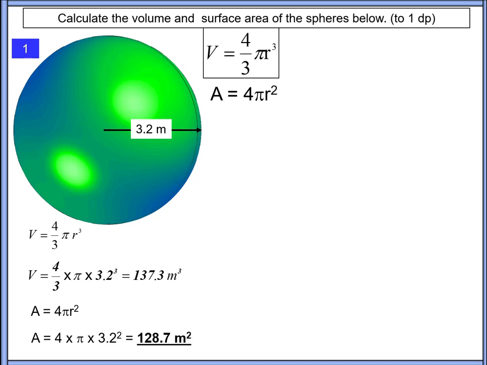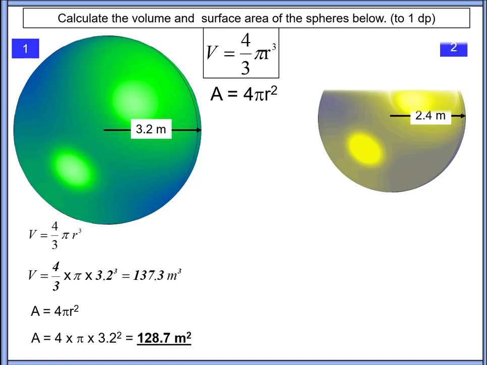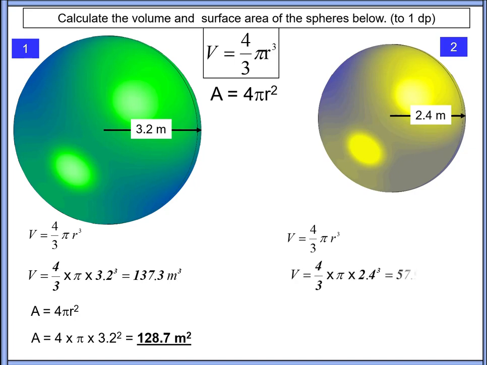So if you've got a green pen, give those a tick. And do the same for this question. Off you go. So you should have, again, we write the formula each time, 4 over 3 times pi times 2.4 cubed, then you should get 57.9 cubic metres. And the area, 72.4.